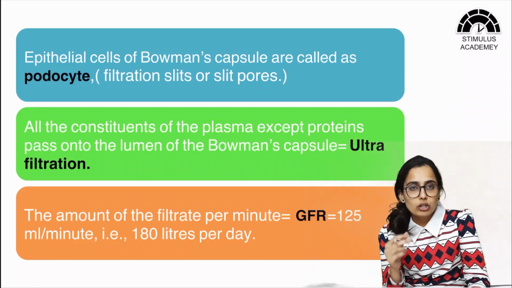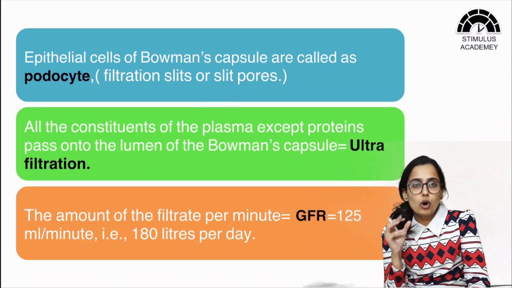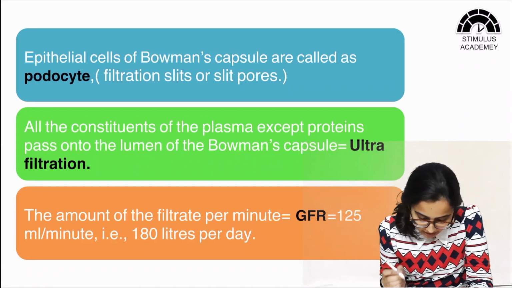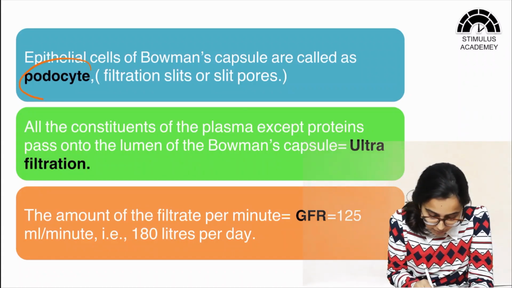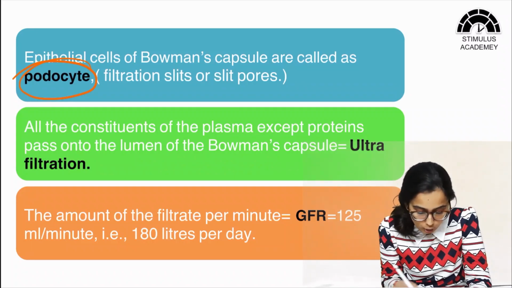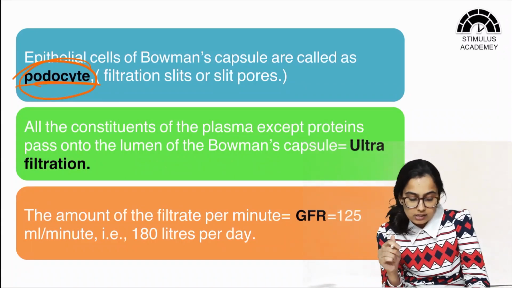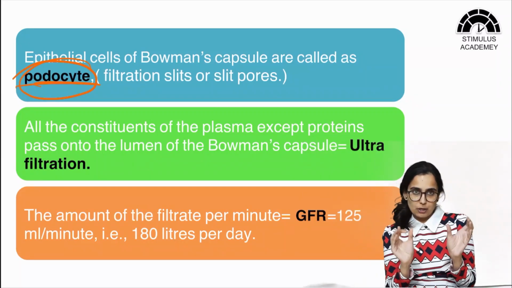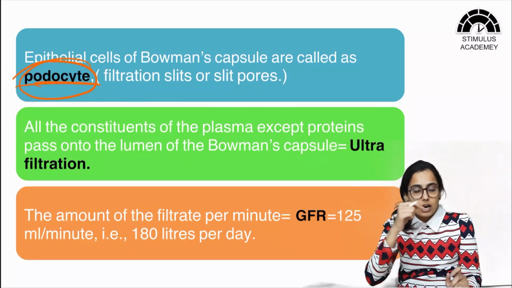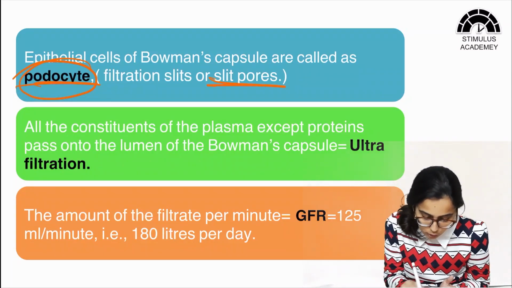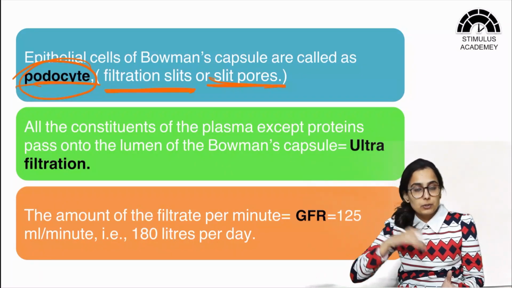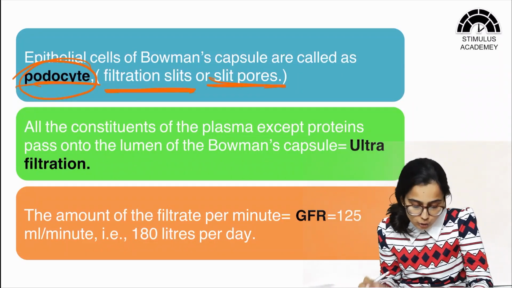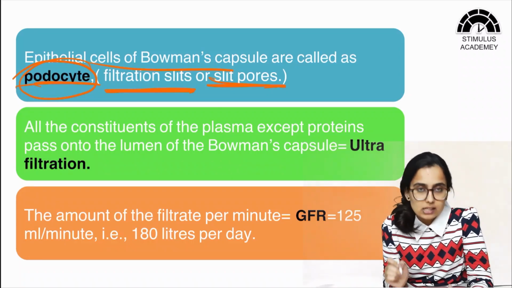Now we have talked about a layer which is the epithelium of this Bowman's capsule. The epithelial cells of the Bowman's capsule are specialized, and these are known as podocytes. What is special about these podocytes is that the arrangement of these podocytes is very special. Between two podocytes there are pores. These are known as slit pores or filtration slits, through which blood is filtered and the filtrate will cross this layer. Okay, so this was special about the epithelial cells of the Bowman's capsule.